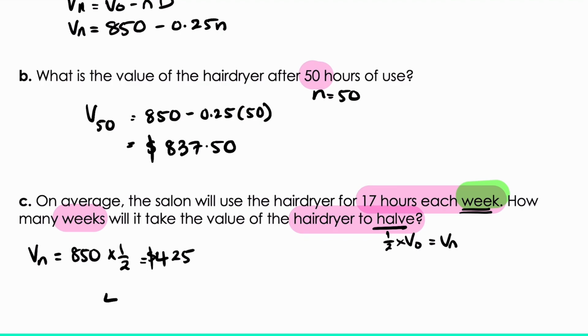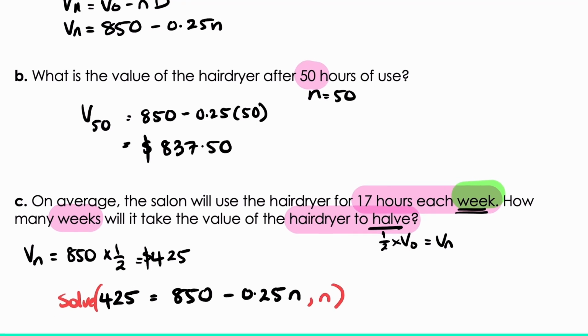So Vn we know is 425, which is equal to V0 minus D times n. And we're going to be looking for n, which again, remember, is the number of hours, not the number of weeks. So that's straight on your calculator. I get n is equal to 1,700 hours.